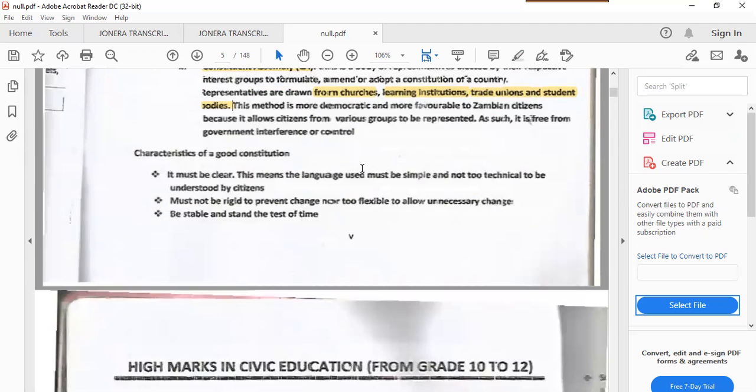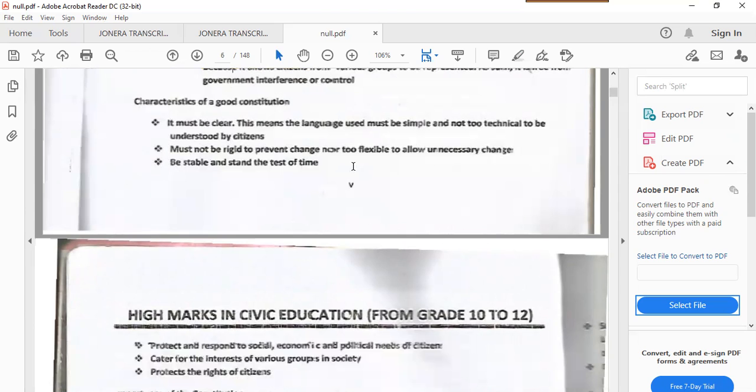So now that we've talked about what a constitution is, we have to look at the characteristics of a good constitution. So what are some of the characteristics of a good constitution? One, it has to be fair. It has to be very clear, I mean.